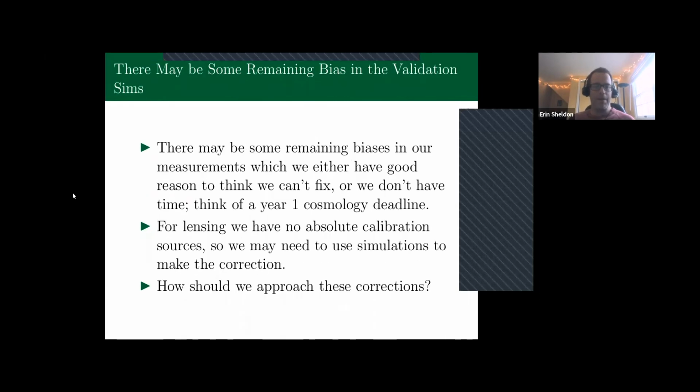Now, we're running these validation simulations, trying to get to 0.1% level for lensing and whatever percent for other probes. But there still might be some bias at the end of the day for whatever reason. Either you might have a good reason to think that you can't fix a certain bias, or you might not have time. If you can imagine, we're running up against the year 1 cosmology deadline and we just don't have time to fix a certain problem. For lensing, we don't have any absolute calibration sources. So we would probably have to correct with a simulation. But how would you approach such a correction? It could be kind of scary.